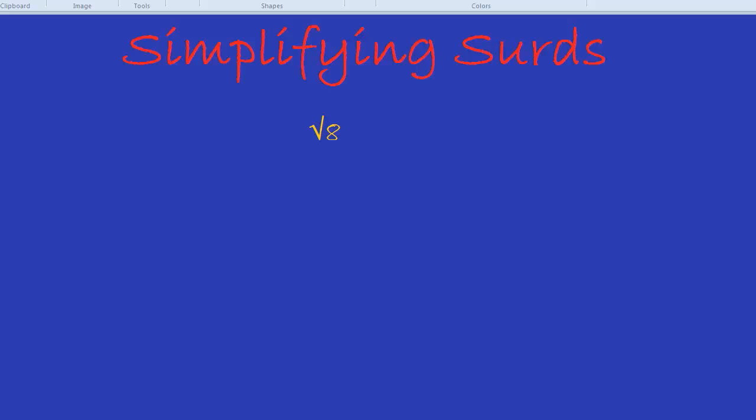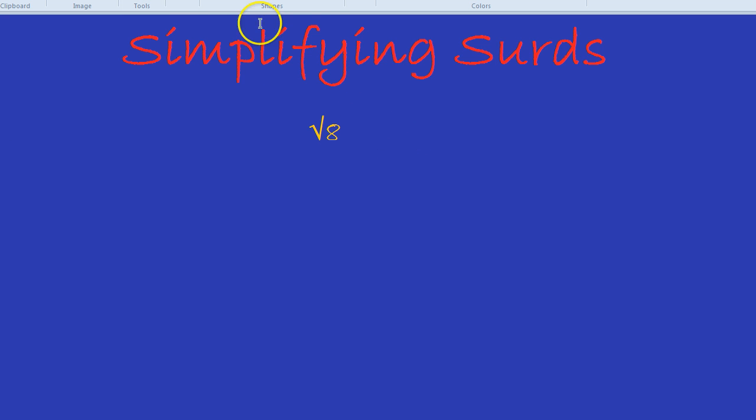Some surds can be simplified, and to see if you can simplify a surd, there's one main thing you have to do. You have to find a square number which goes into the number of the surd. For example, we can see that root 8 can be simplified. Can you spot the square number which goes into root 8? It would be 4, because 8 is 4 times 2.